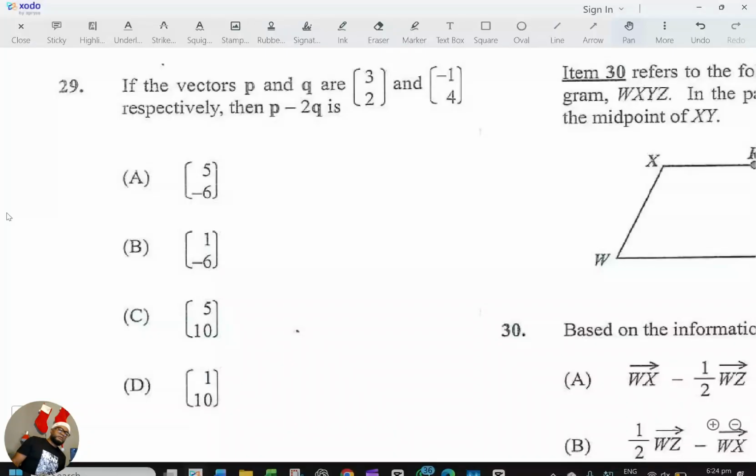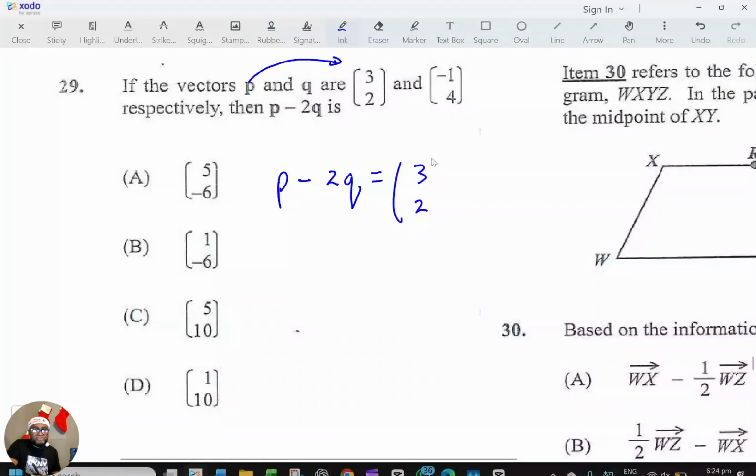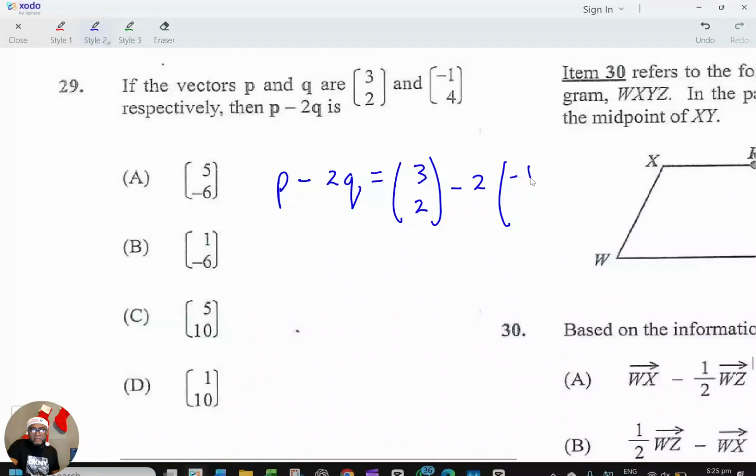Right. So, if the vectors P and Q are (3, 2) and (-1, 4) respectively, then P minus 2Q would be equal to... P is actually representing this vector here, right? So, instead of putting P, I'm going to put (3, 2). Everybody good there? Minus 2 by what is Q? If P is (3, 2), what is Q? (-1, 4). So it'll be (-1, 4), right?